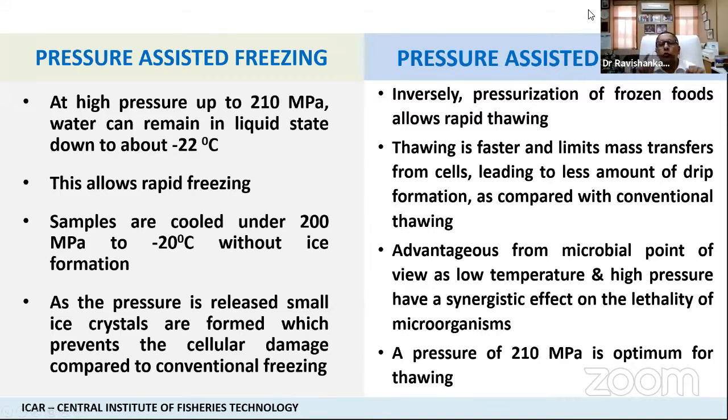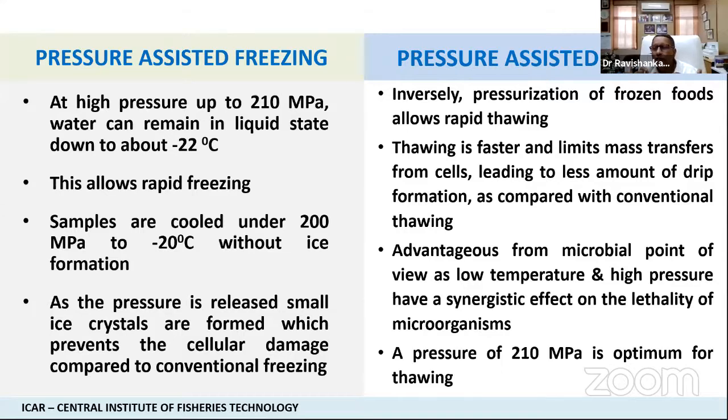Okay. So now you can see high pressure can be used both for freezing as well as for thawing. When we talk of freezing, we talk about quick freezing. Why? Because we want to reduce the ice crystal formation to the minimum size. When you have slow freezing, ice crystal formation is bigger, so that will affect the quality. So we talk of quick freezing. But if you are assisting freezing with high pressure, you can reduce the liquid state. So this is a very, very good technology.